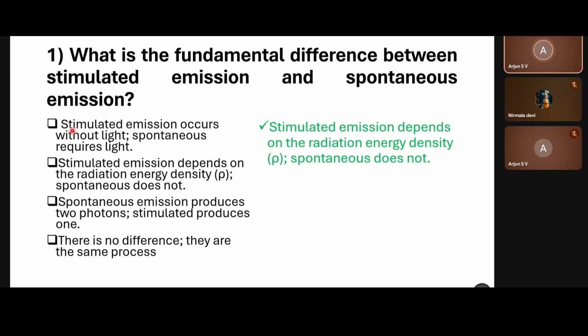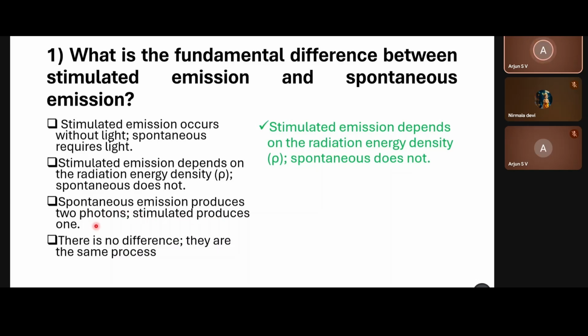Stimulated emission occurs without light, spontaneous requires light. This is not right because it's just the opposite. Spontaneous emission doesn't require light, whereas stimulated emission requires light. As we saw in the previous slide, stimulated emission requires light energy and then it will release two photons. So option C also doesn't hold valid, because spontaneous emission will produce one photon on its own, while stimulated produces two photons.